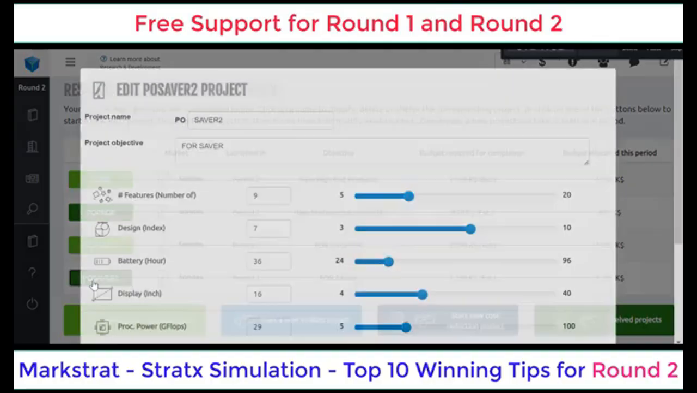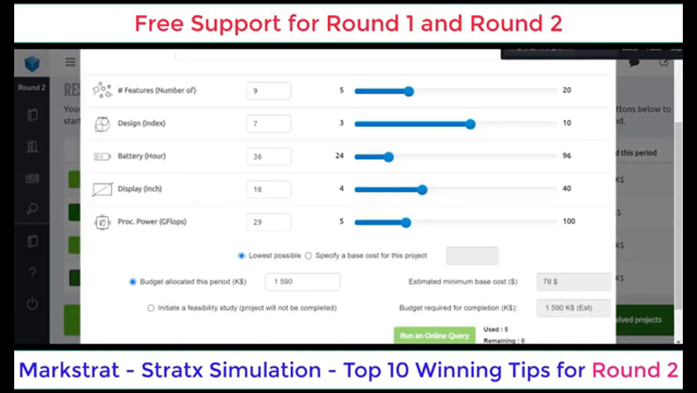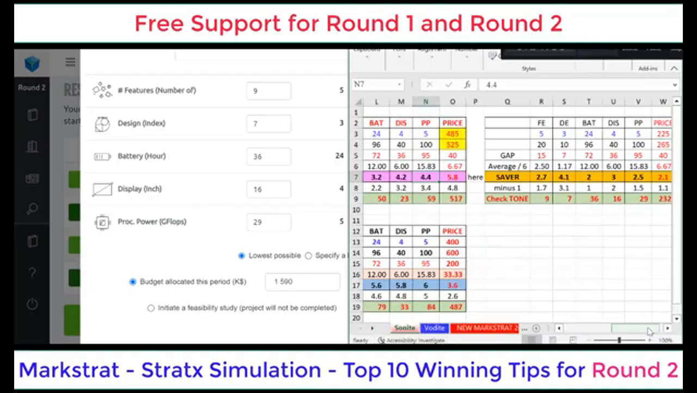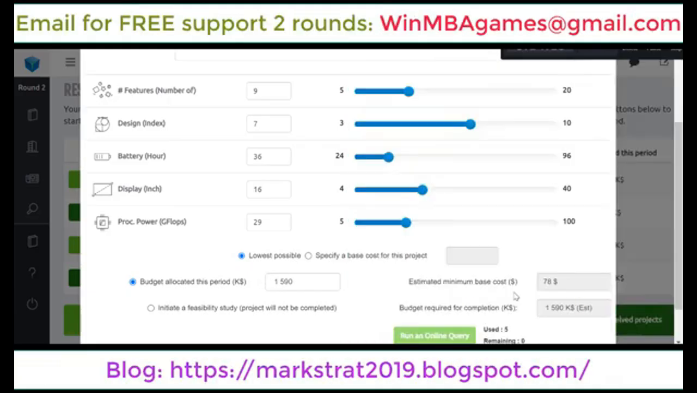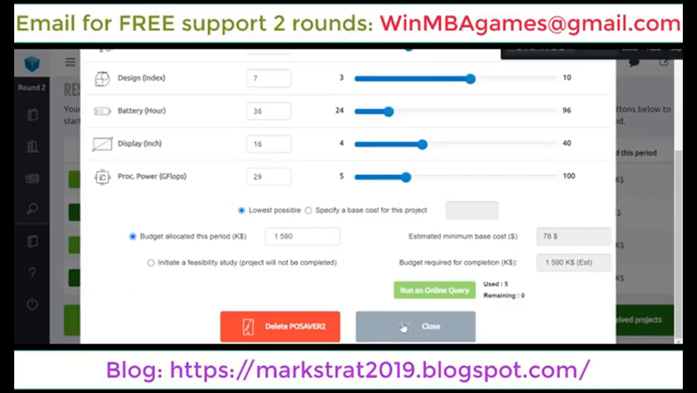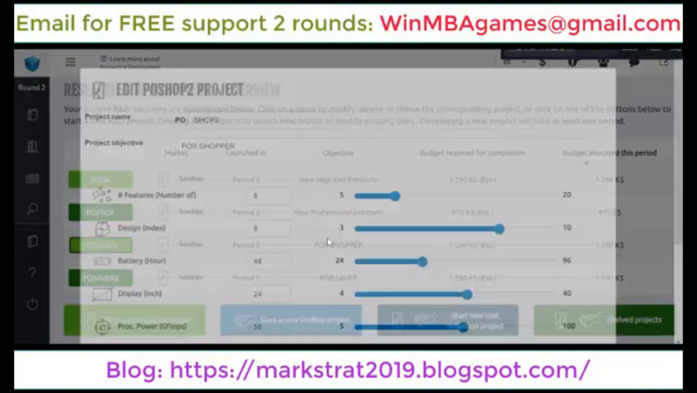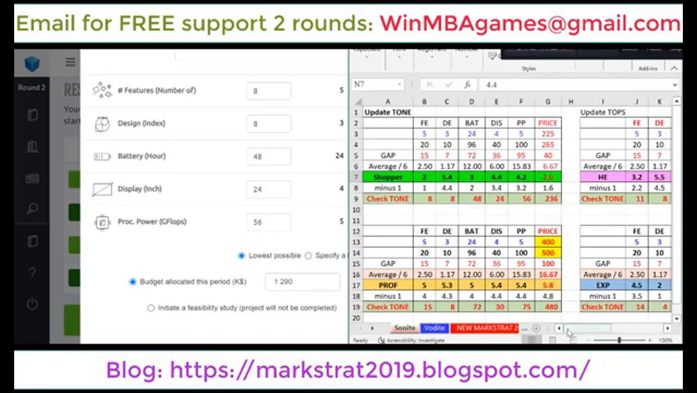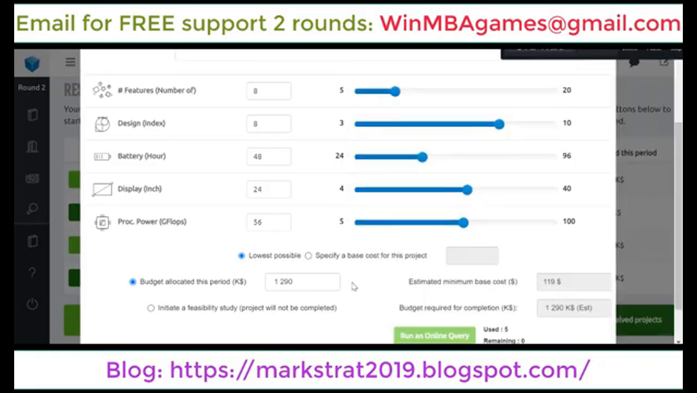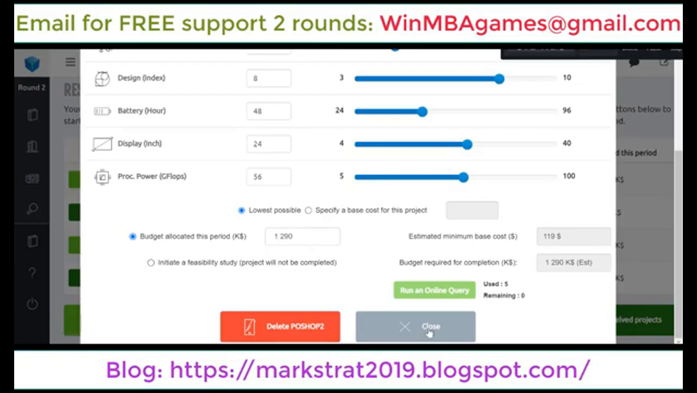Basically we can launch a product in Saver, right? In Saver, we can check the Excel file one more time to ensure we have the right numbers: 97, 36, 16 and 29, and the cost is 1,590. And we also launch a product in Shopper, a very good market growth. So for Shopper we check again: 840, 824, 56, and it costs 1,290.